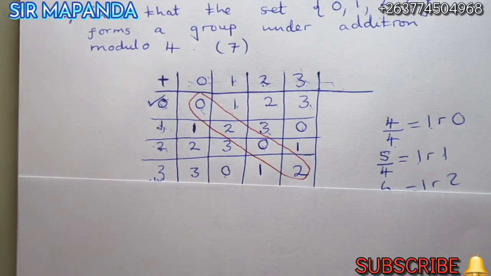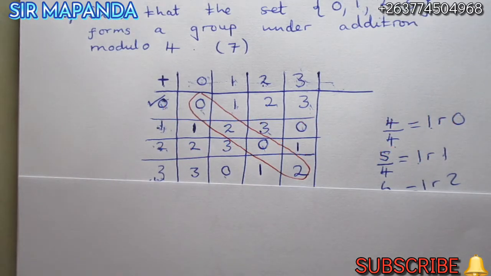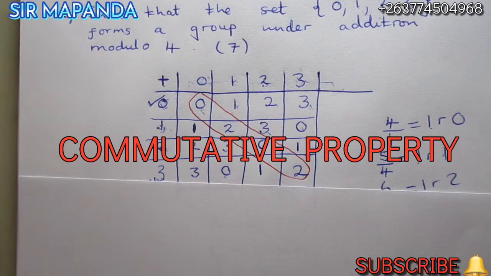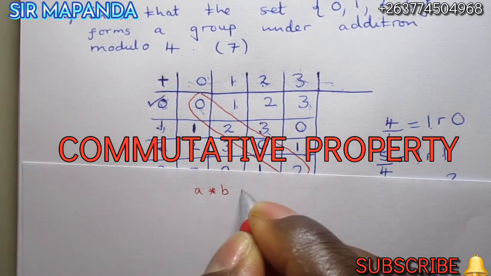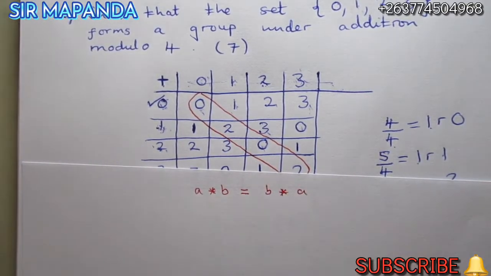So you write your conclusion. Since the leading diagonal is forming a reflection, therefore the group is Abelian. I hope you are following. Another property which is used to test Abelian is the axiom commutative. For commutative, A binary operator B must be equal to B binary operator A.